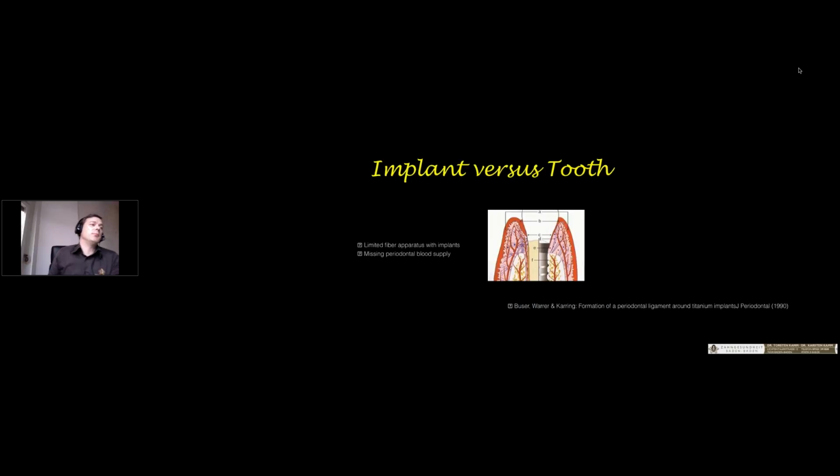And this makes some special difficulties if you make an implantation. We do not have the same blood supply. If you make an implantation, you do not have the stability of the soft tissue because you have no fibers going into the crown and the implant surface. So we have to react a little bit differently from normal teeth.